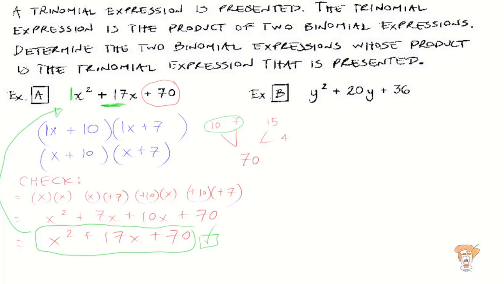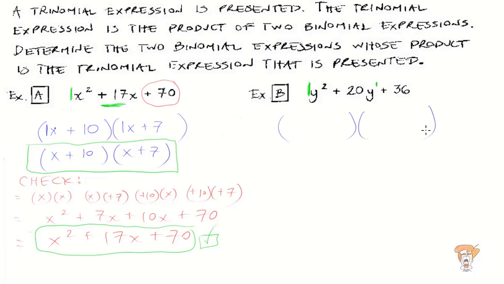So the two binomials whose product is the trinomial that is presented are the quantity of x plus 10 times the quantity of x plus 7. Example B. Again, notice the trinomial expression has three monomials that comprise it, and the first monomial is a quadratic term because the exponent is 2. The second monomial is a linear term because the exponent is 1. It has a positive coefficient of 20. And the third term in the expression is a constant term plus 36.